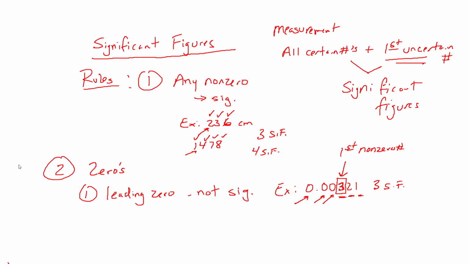All of those zeros that came before we hit that first non-zero number are leading zeros. They are not considered significant figures. And again, we do not start counting until we hit the very first non-zero number.